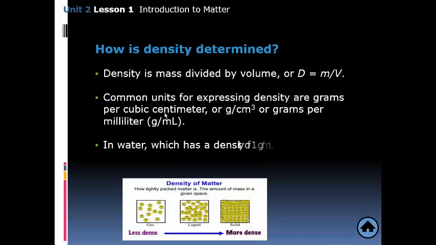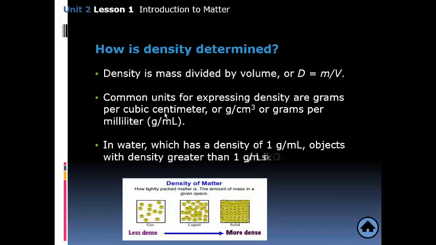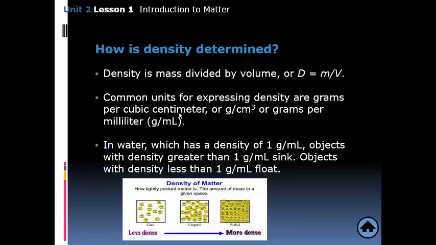In water, which has a density of 1 gram per milliliter, objects with a density greater than 1 gram per milliliter will sink, and objects with a density less than 1 gram per milliliter will float. So you can see this picture down here of smiley faces.